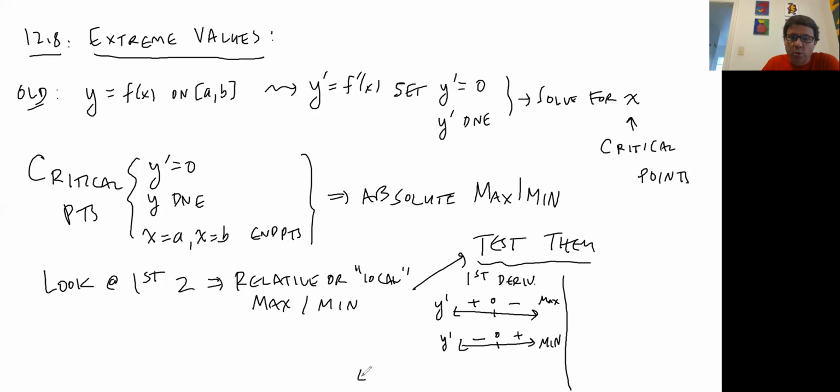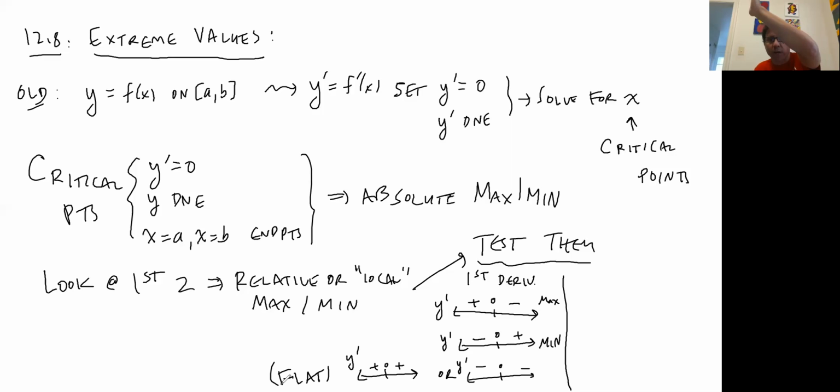Now you had two others, which look like plus, 0, and then plus again, or negative, 0, and then negative again. Again, these are y prime charts. In those places, they're not maxes or mins, they're just places where it's flat. So it goes up, levels off, and then keeps going up. Or it comes down, levels off, and keeps going down. So it's not a max or a min, it's just a place where it levels off.